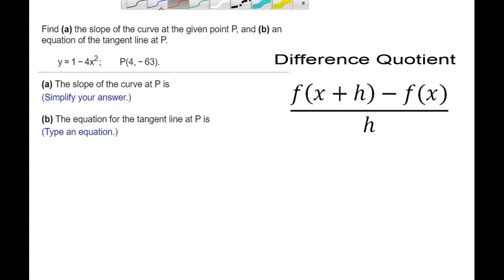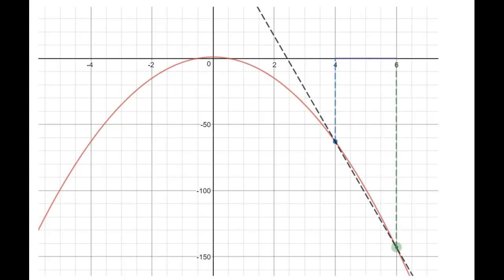So it is f of x plus h minus f of x all over h. So what is the difference quotient? Let's quickly review that so we can use it for a problem like this.